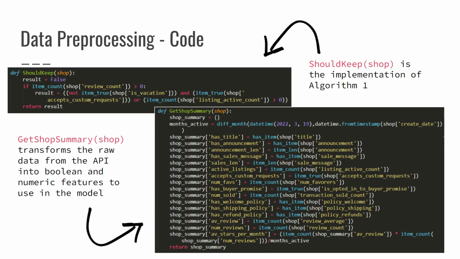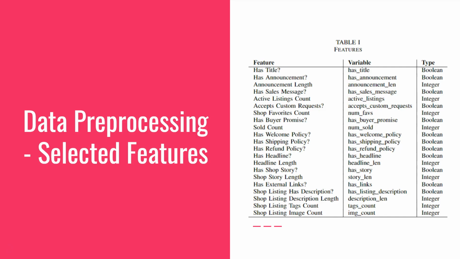You'll see my features on the next couple slides, but basically I would either use or convert stuff to a Boolean of whether or not the shop has a certain field filled in, or I would get the length in characters of certain fields.